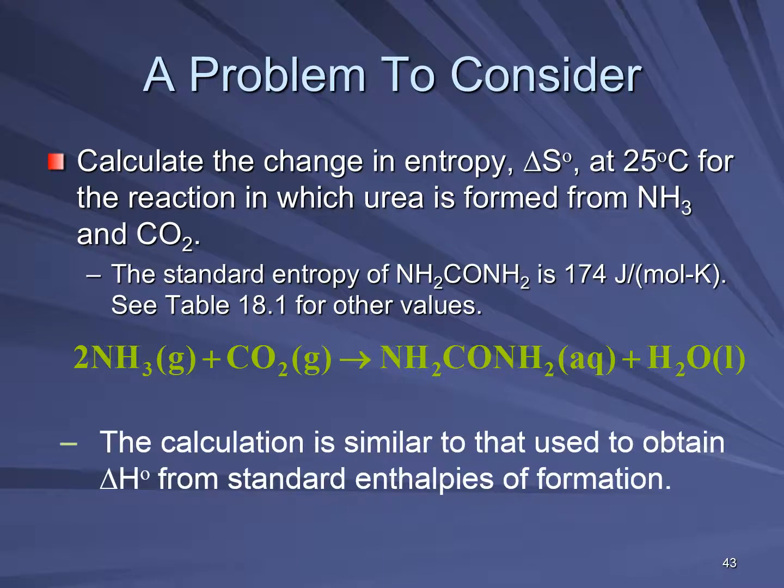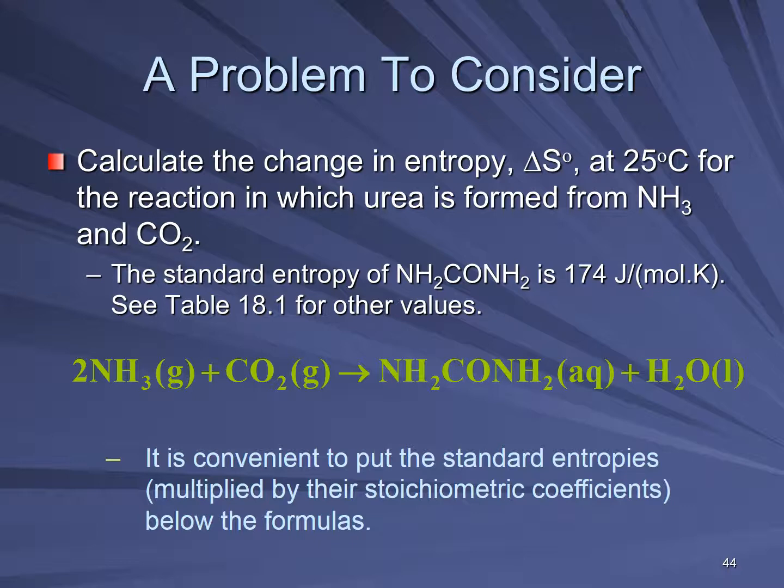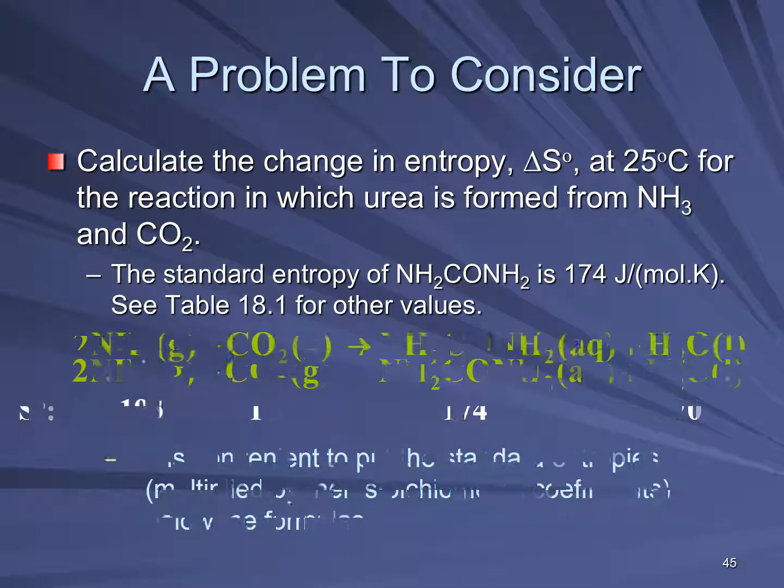All right, so the calculation is similar to what we did for delta H. I look up the entropies, and a lot of times I like to put them underneath the formula just to keep track of them. So the NH3 is 192, CO2 is 214. Urea, as the problem tells you, is 174, and H2O, and be careful here, make sure that you look up the correct phase, because you're going to find H2O liquid and gas. You might even find solid, so make sure you have the correct one. For liquid, it's 70.